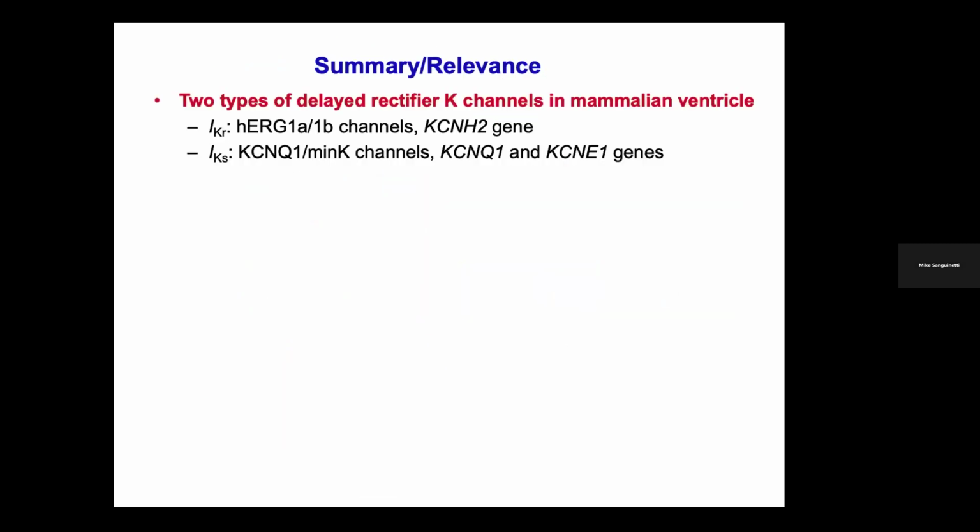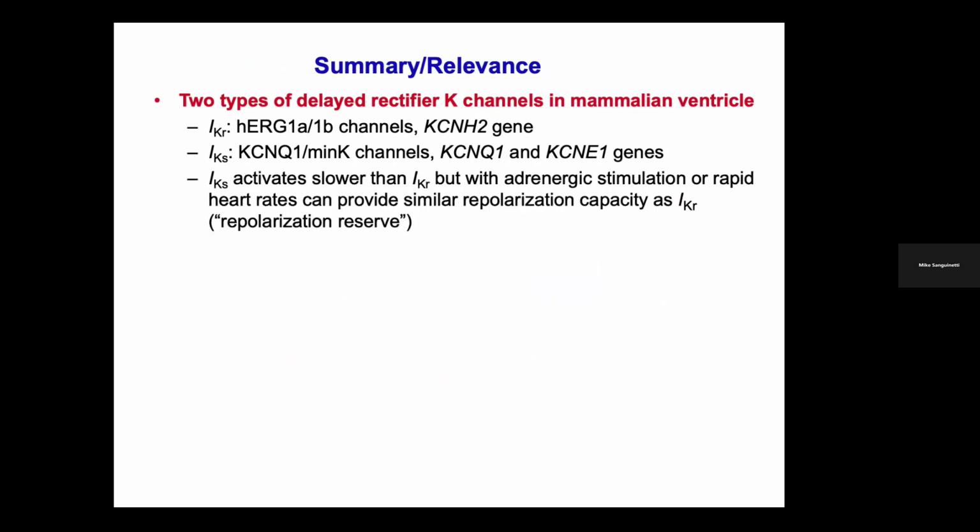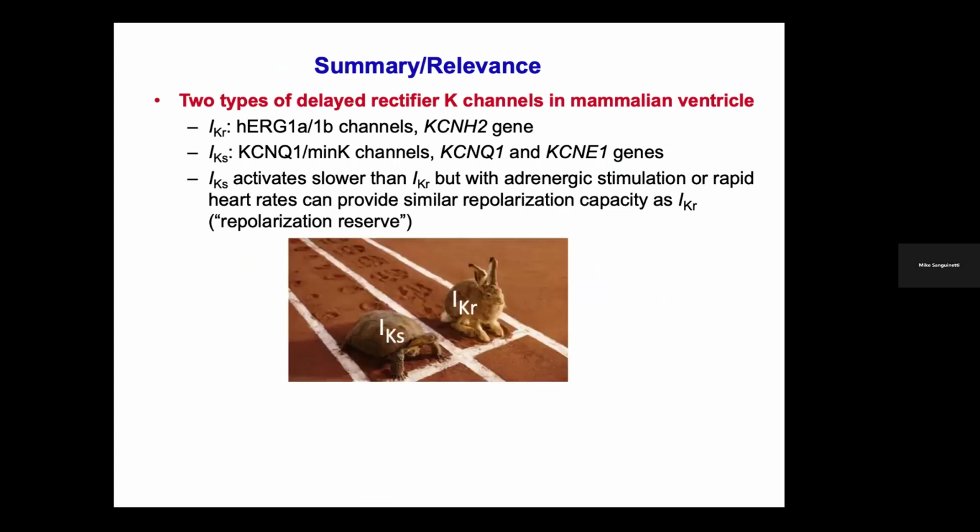So just in summary, there are two types of delayed rectifier K currents. IKs activates slower than IKr. With rapid stimulation or adrenergic stimulation, it gets bigger. And I like to think of it as kind of a tortoise and hare. You know, this IKr activates really fast and gives you fast repolarization. But if you give long enough pulses or multiple pulses, the old tortoise catches up. Sort of a perfect example of what Dan Roden called repolarization reserve.